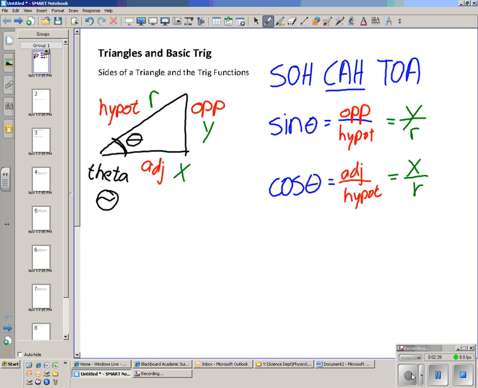And then finally, we have the TOA, which is tangent of theta, which equals opposite over adjacent. So the TOA means tangent of theta equals opposite over the adjacent. Using our physics terminology, we're going to use y divided by x.